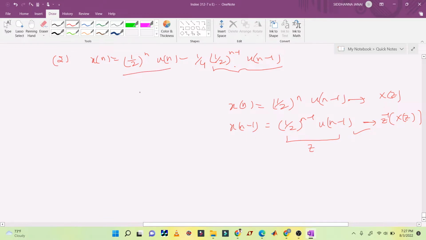Here it is straightforward. The z transform will be, say, 1 by 2 to the power n means 1 divided by 1 minus 1 by 2 z inverse, minus 1 by 4 times the z transform, which is 1 by 2, same again, but we get multiplication of z inverse. So let me solve this.